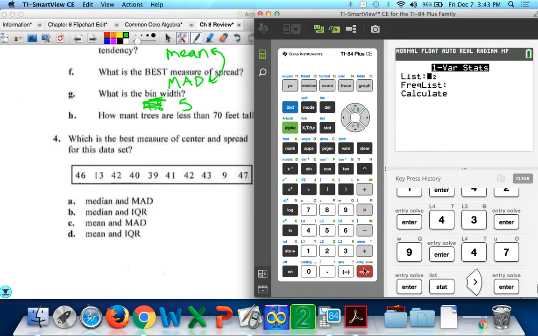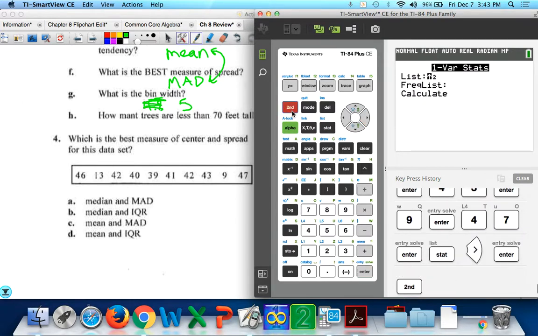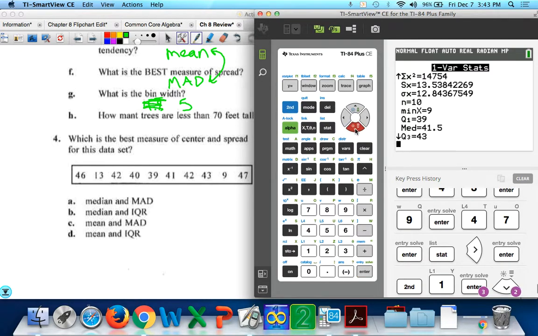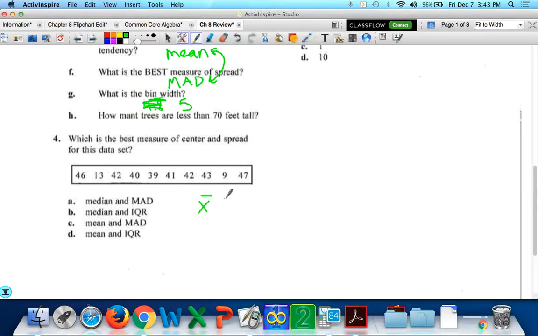Stat calculate one variable statistics of list 1. Be careful. Our mean is 36.2 and our median is 41.5. Okay? That means that our mean is significantly less than our median. Whenever this is less than or greater than, it means we have skewed data. In fact, the fact that it's less than means that it is in fact skewed left.